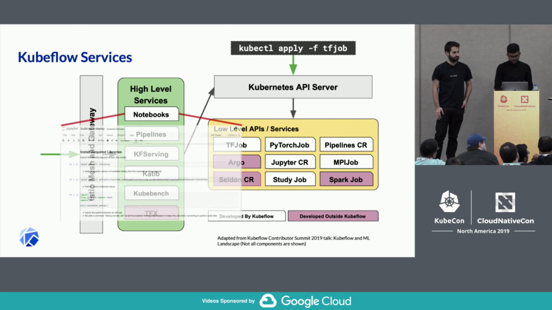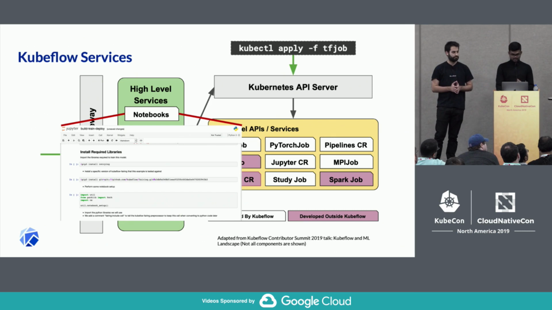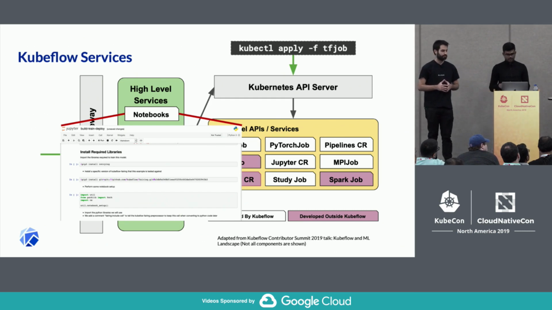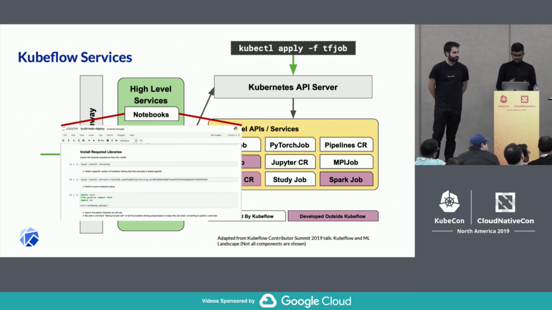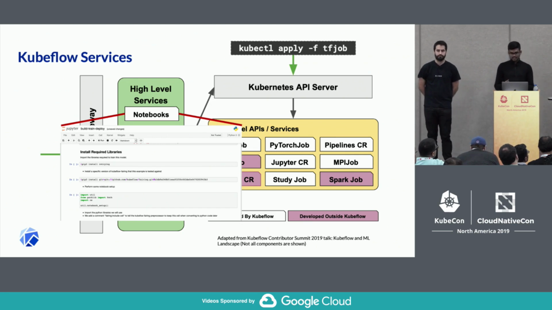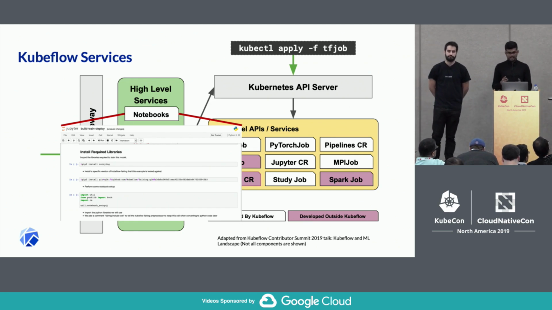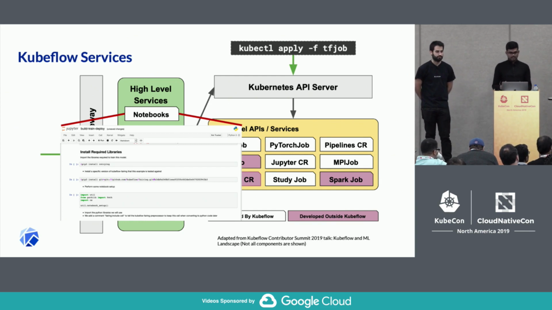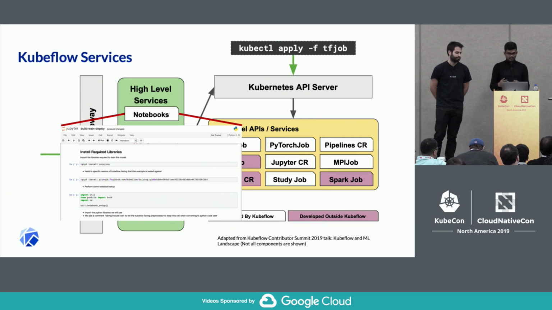Let's take a look how we use the high-level services. So this is the Jupyter web UI. You would want to run something like a TensorFlow job and hit run. What it does indirectly is use the low-level APIs through the Kubernetes API server. And this is the typical workflow in the manner which Kubeflow services run.